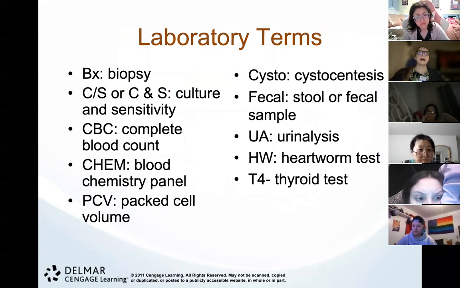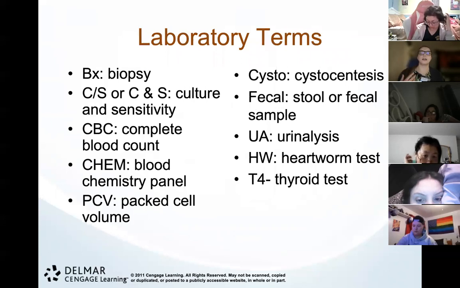All right, getting into some laboratory terms. So BX is our biopsy. We know C-S or C&S is that culture and sensitivity that we'll run on the urine. CBC, that's our complete blood count. A chemistry or a chem panel is when we're looking at the different protein and enzyme levels in the blood. So this is when we're specifically looking at, okay, how is the liver functioning? How is the thyroid functioning? We'll run specific chemistry panels to determine that.